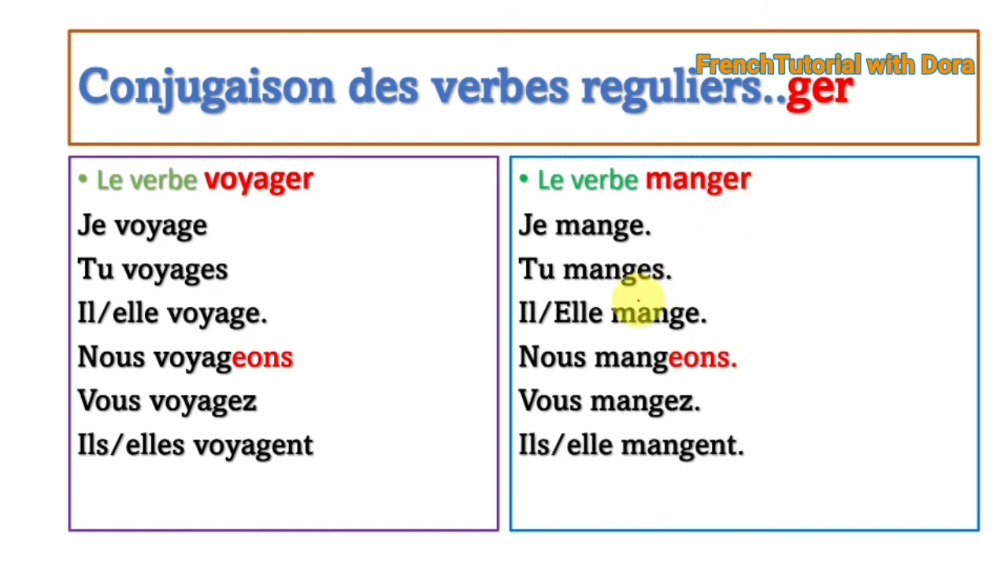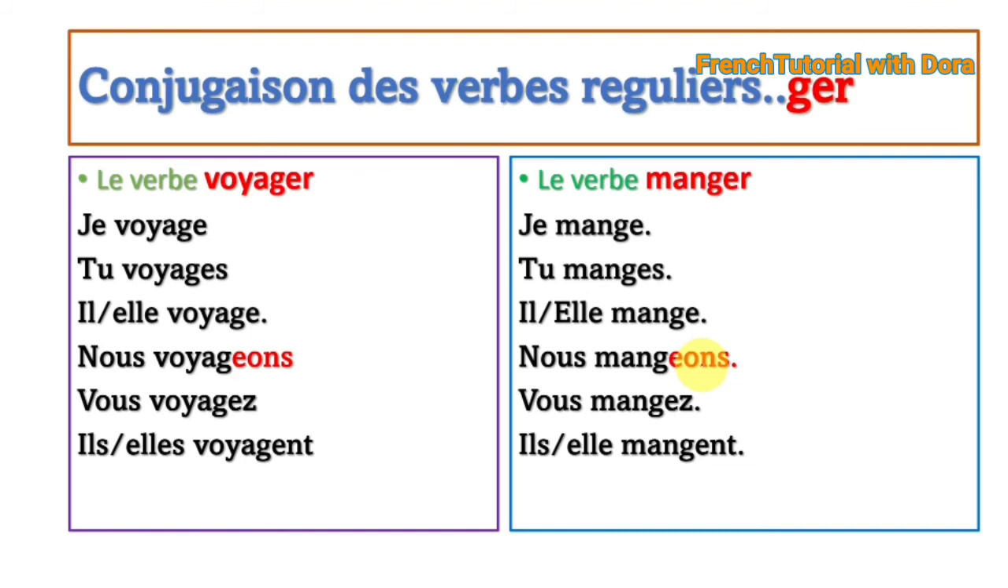So you can see in the first person plural, it ends in EONS. So anytime the verb ends with G, voyager, manger, you have to add E before the ONS while you're conjugating it. This is just to get the G sound, okay? Mangeons. If you don't add the E before the ONS, it will sound like gon. So instead of mangeons, you have mangon. And the French people don't say that. They rather say mangeons, voyageons.